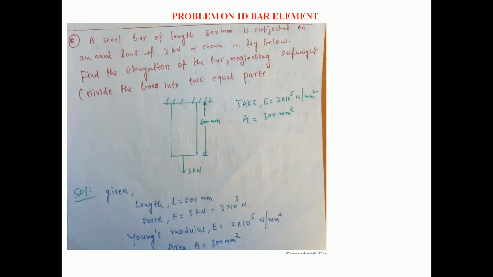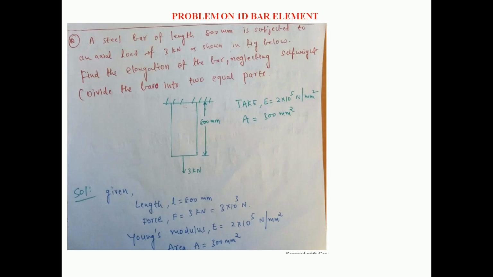Okay, just you can see here the question is: a steel bar of length 800 mm is subjected to an axial load of 3 kilonewton as shown in the below figure. Find the elongation of the bar neglecting the self weight, and divide the bar into two equal parts. Take Young's modulus as 2 into 10 power 5 newton per mm square, and the area of the cross section is 300 mm square.